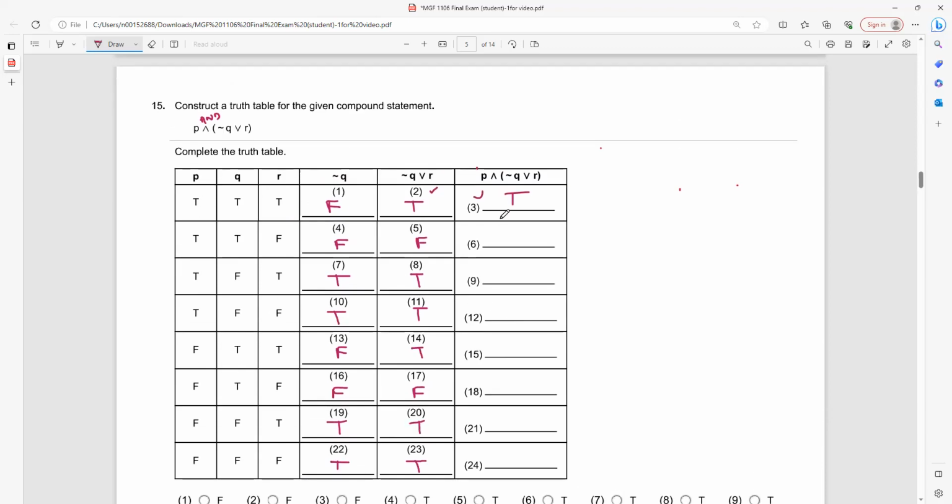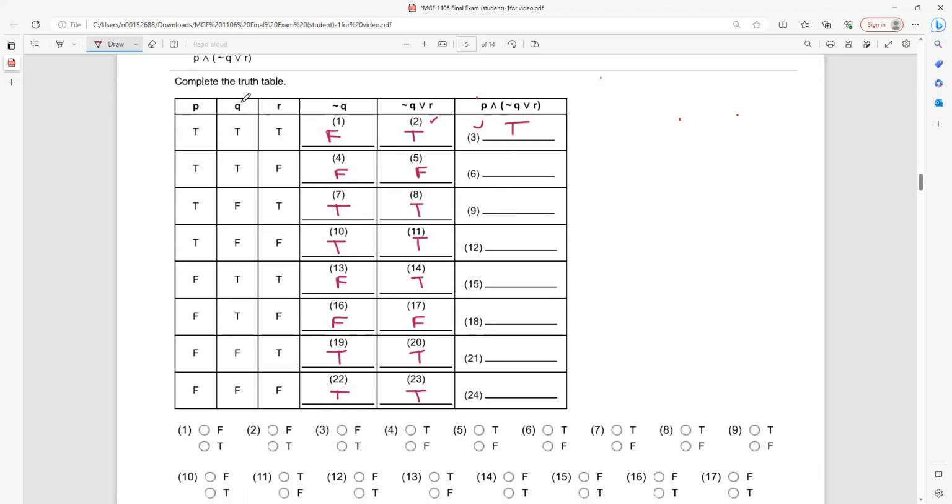Now we're looking for P being true and the column for not Q or R being true. So we need both of these to be true, the first column as well as our fourth column being true. So here we have two trues for the first row, true and false. So this will be false. Remember, both have to be true. So true and true, that will be true.